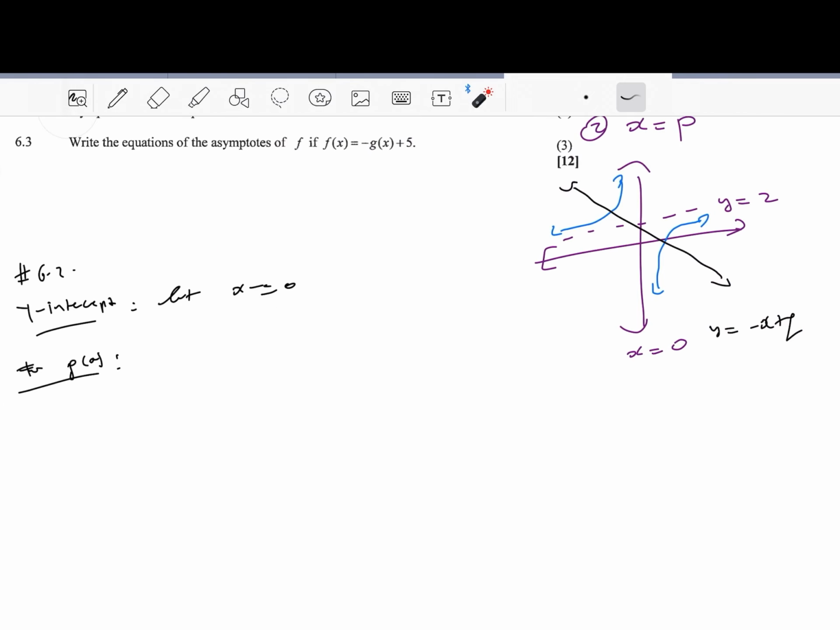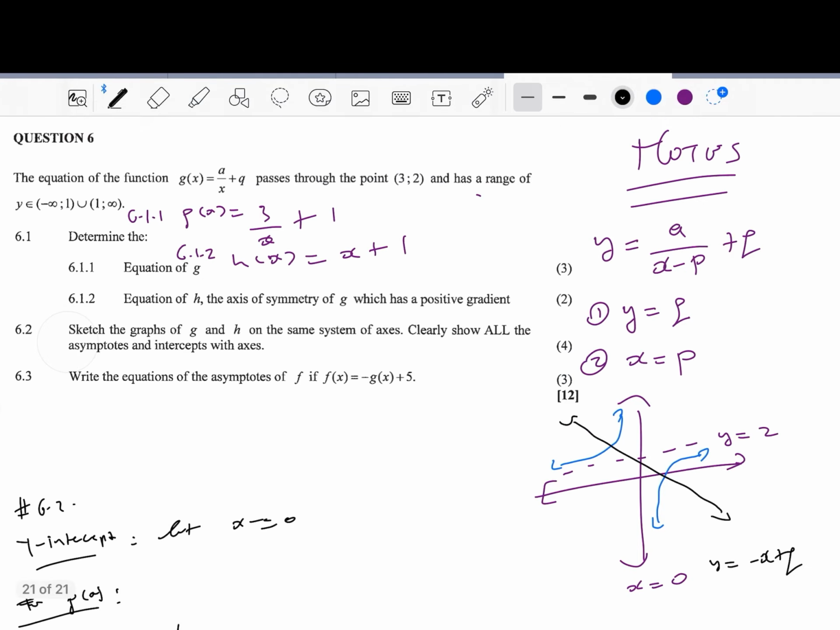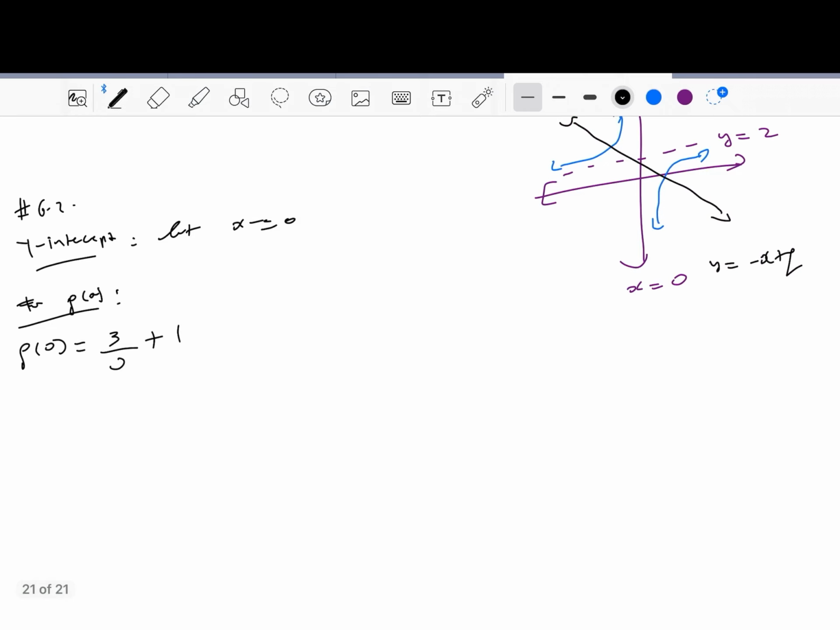So you're going to have g of 0, where there's x, you have 3 over 0 plus 1, because this is 3 over x plus 1. And then this is not defined, because 3 over 0 is undefined. So therefore, this means that our x can never be equal to 0. So you can never have a situation where x is equal to 0. So we don't have a y-intercept, right? Just keep that in mind.